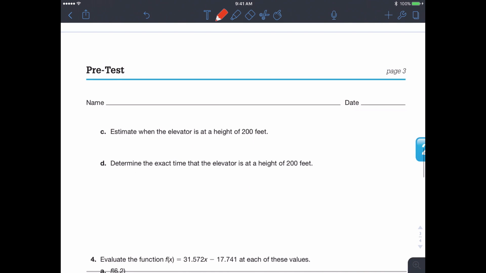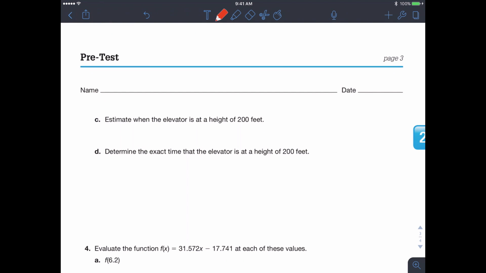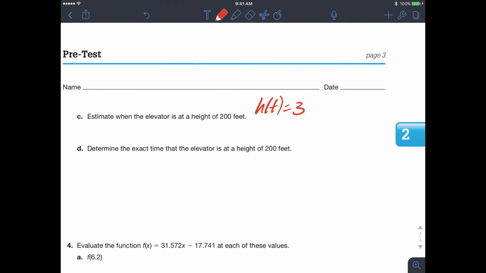Estimate when the elevator is at height of 200 feet. Okay, so what was our function again? Our function was h of t equals 372 minus 15t. Now they want to know when the elevator is at a height of 200 feet. So we're not going to plug it in for time, but we're going to set it equal to. So let's go ahead and do that.